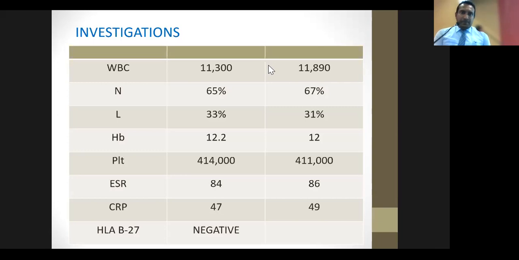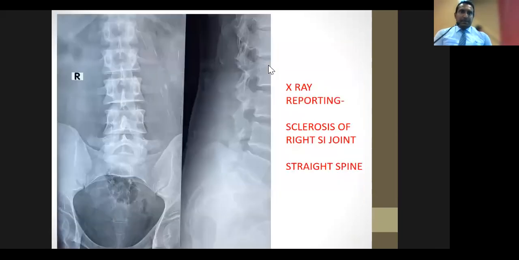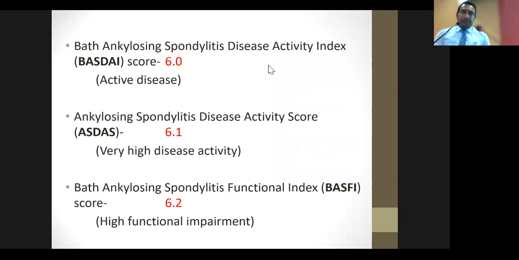So we moved on to the basic imaging modality, which showed, and we got it reported also. It showed us a sclerosed right-side SI joint with a straight spine. So at this point, it looked like a fairly straightforward case.